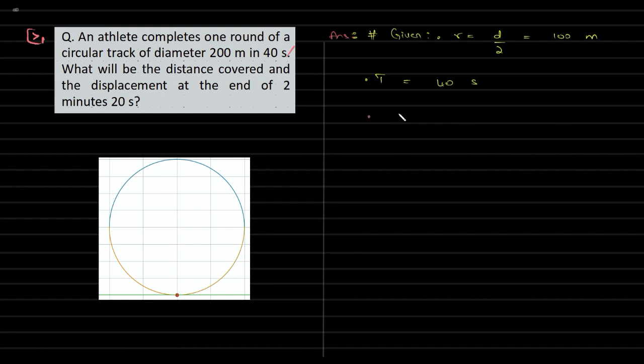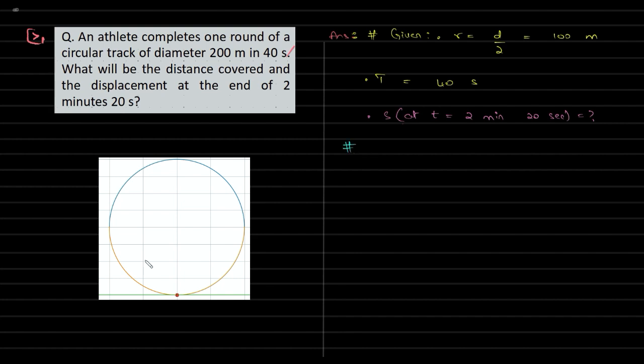Then we have what is distance covered? Okay, so distance S at t is equal to 2 minute 20 second. So the time period is 2 minute 20 second. If you are not okay with all of this writing, you can just write S at t is equal to 2 minute 20 second is what they are asking. Displacement. Okay, so let's discuss.